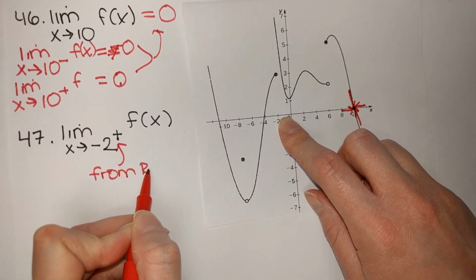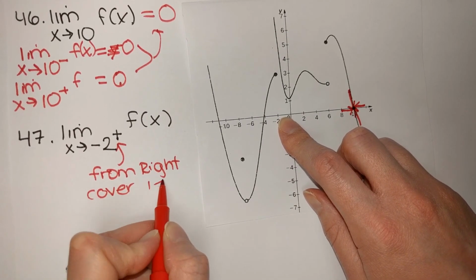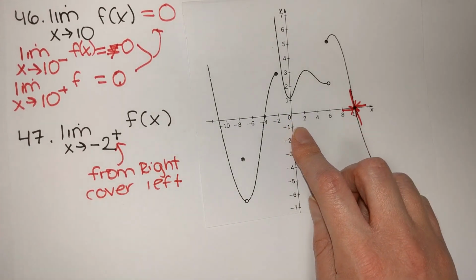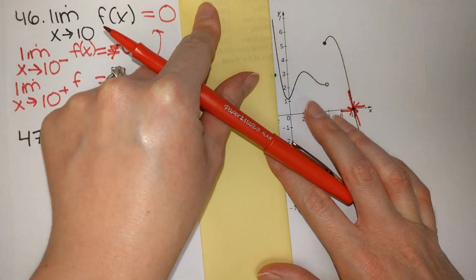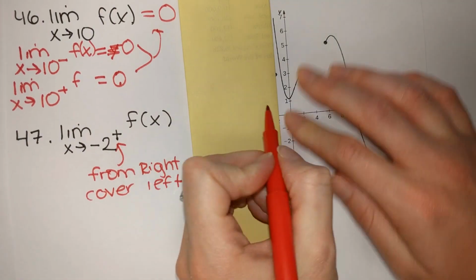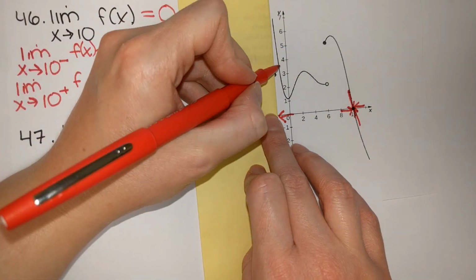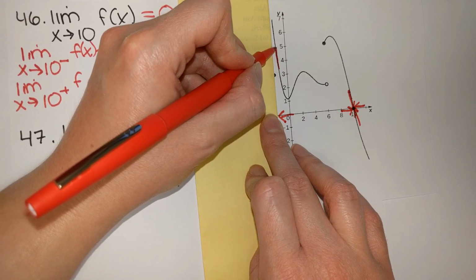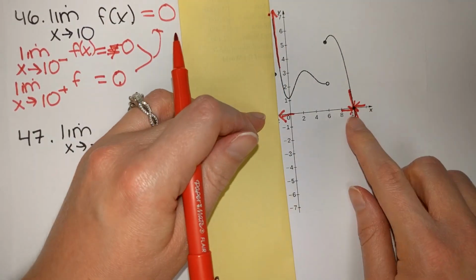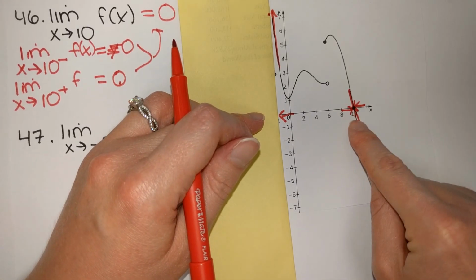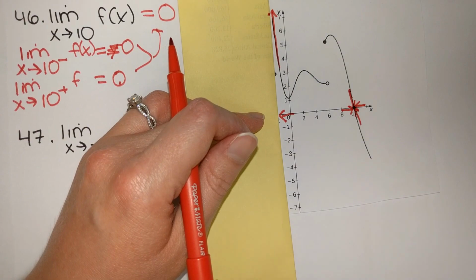So if we're coming in from the right, we're going to cover the opposite side. So we cover the left-hand side. All right, so when I cover the left-hand side, I then say, okay, as I go in towards negative 2, I see that the graph is going up and away, and it's never actually hitting a value. So like over here with x going to 10, it hit that value of 0. But over here, it's not really ever hitting a value.